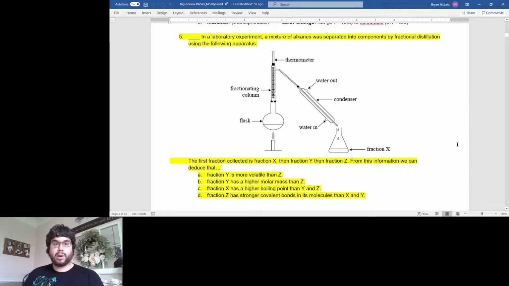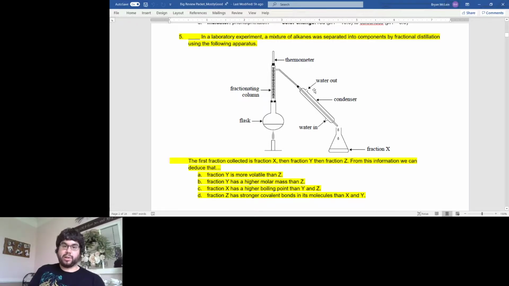It says, in a laboratory experiment, a mixture of alkanes was separated into components by fractional distillation using the following apparatus. And we have this right here. This is a distillation setup. Distillation, at the very end of the day, is all about separating a mixture based upon the boiling points of its different components. If you have 3 parts to the mixture, you start heating it up, and the things that boil first go up first and then get condensed out through this piece of glassware called a condenser.